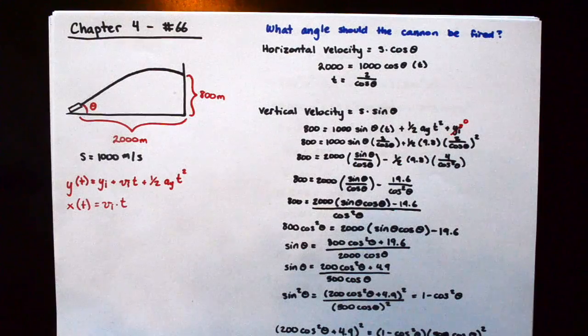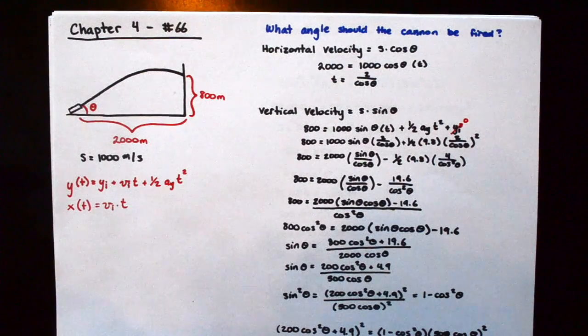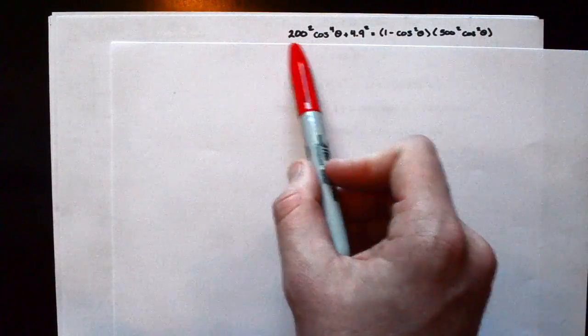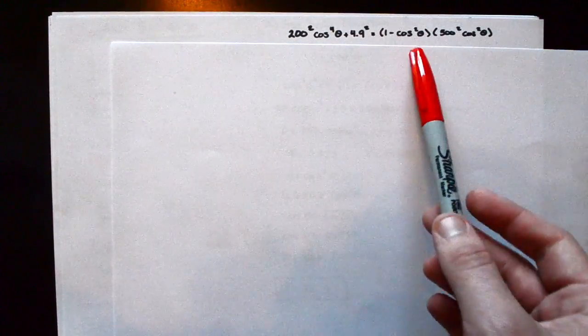So we know that when we take this part of the equation right here, we can distribute this, we can bring this to this side right here, so 500 cosine squared, to get 200 cosine squared plus 4.9 squared equals 1 minus cosine squared times 500 cosine theta squared. Alright, so once we distribute the square, we get 200 squared cosine to the 4th theta plus 4.9 squared equals 1 minus cosine squared times 500 squared cosine squared.